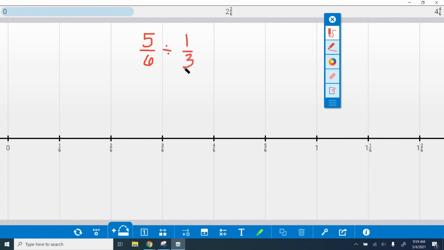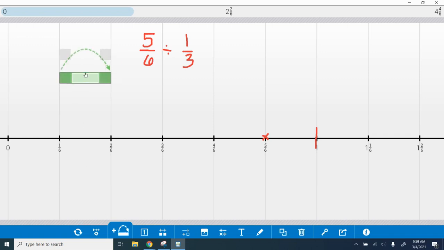So let's look at our number line here. This number line goes from 0 to 1 and 2/6. So let's see if we can find 5/6. There it is, 5/6. Now 5/6 out of what? Well, 5/6 out of a whole. So we'll go ahead and mark our whole here. And the question is, how many groups of 1/3 are in 5/6? So let's see if we can figure this out.